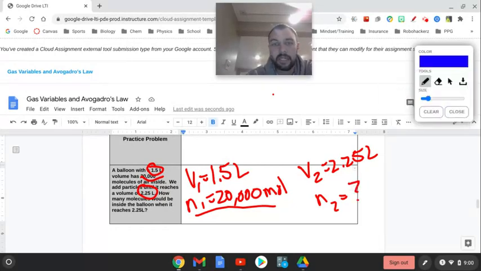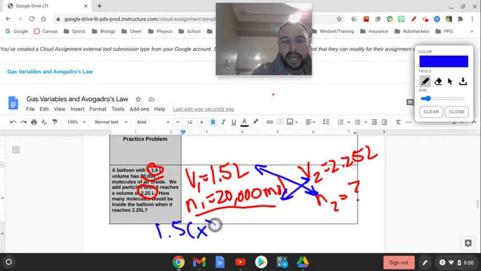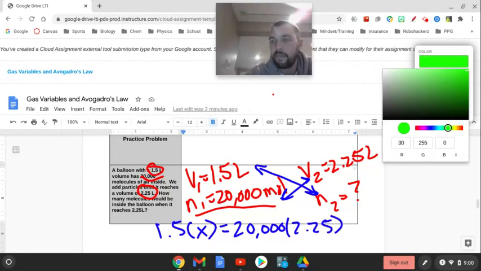Okay, I have things set up. Now it's important before you cross multiply that you have it set up this way, V1 over N1, V2 over N2. If you have those things flip-flopped, then the cross multiplying doesn't work because it's not set up like the equation. So cross multiply here, cross multiply here. So I have 1.5 times my X equals 20,000 times 2.25.